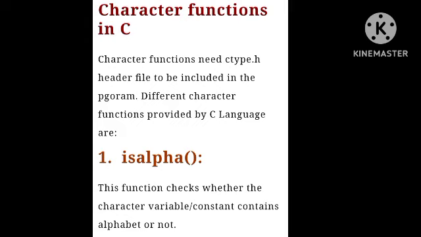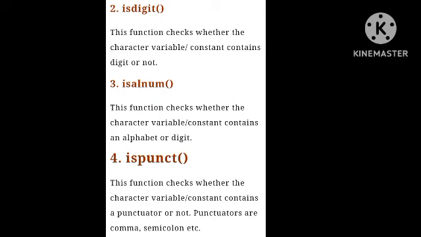Character handling functions in C. Character handling functions need the ctype.h header file to be included in the program. These are the different character functions provided by the C language. First, the isalpha function. This function checks whether the character variable or constant contains an alphabet or not. Next, the isdigit function. This function checks whether the character variable or constant contains a digit or not.